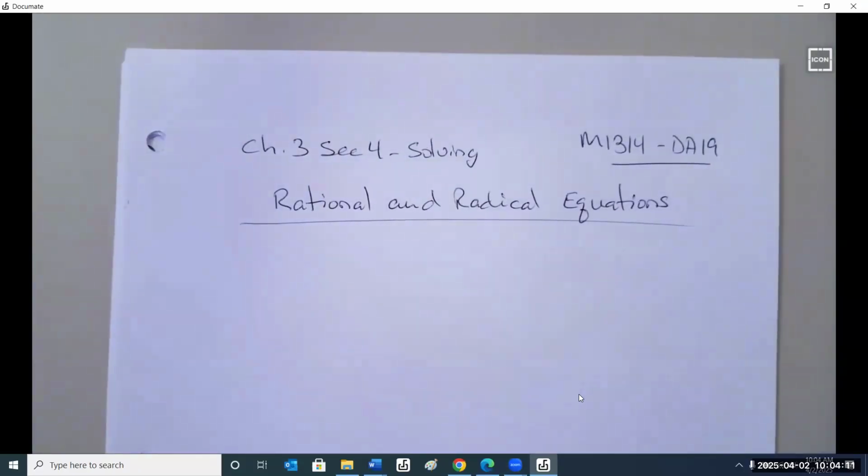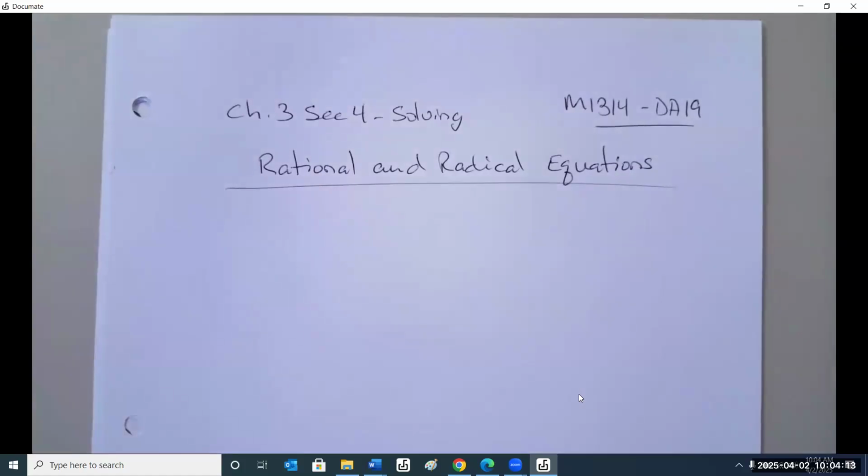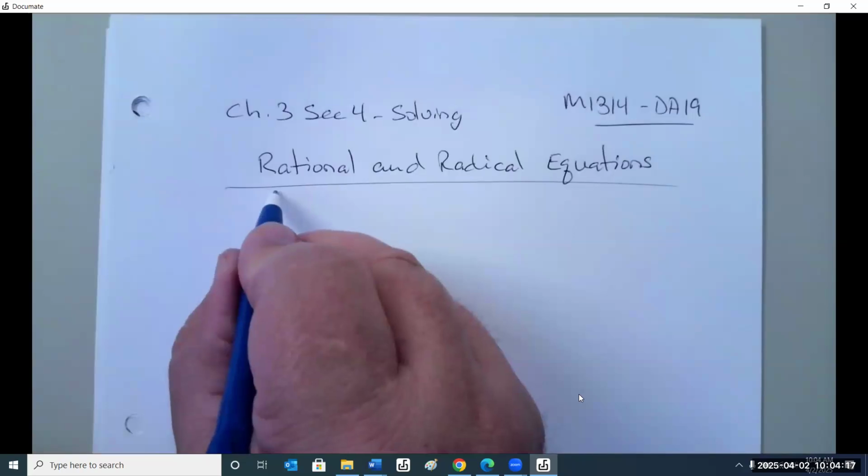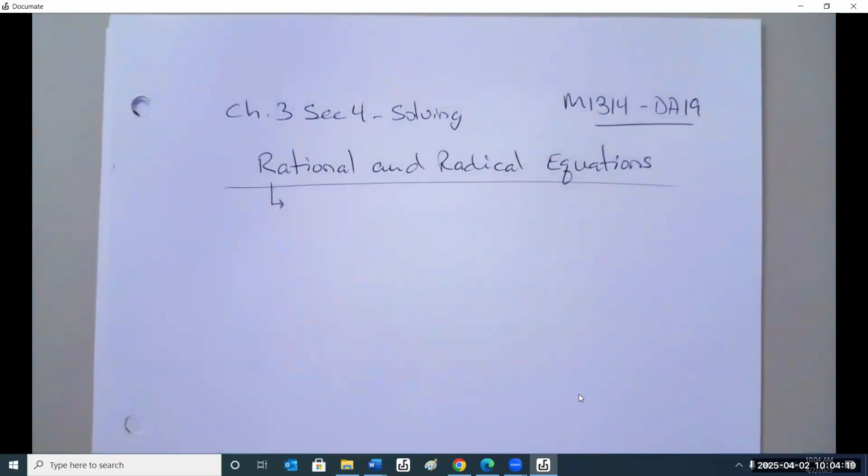All right, the next section, solving radical and rational equations. What's the difference? What are they? What is a rational equation? What does it look like? See, in math, there's no single regular equation. We have 1,000 different types.